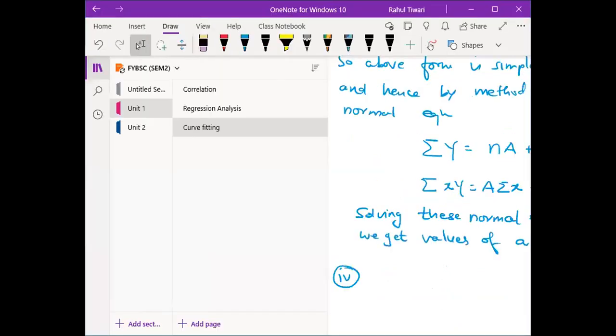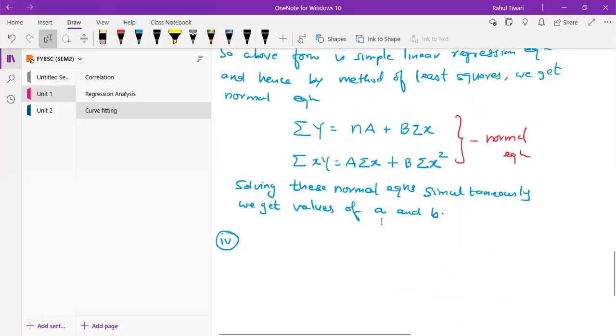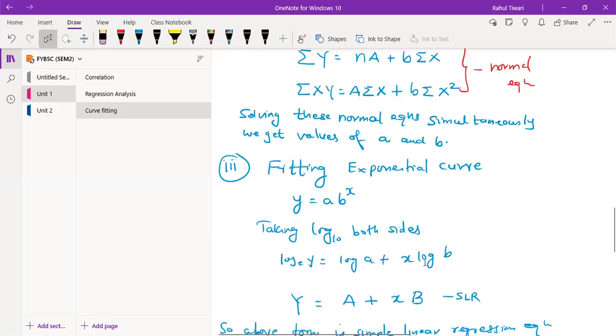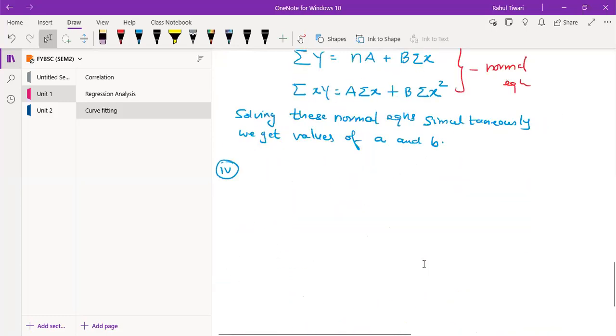Good. Let's go ahead. Because you can understand how simple this is. Once you understand one model, it's very simple to get all the models, right? Go to the next model, and the next model is fitting of a logarithmic curve.